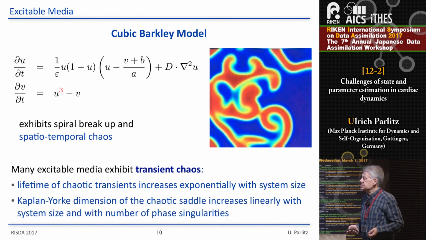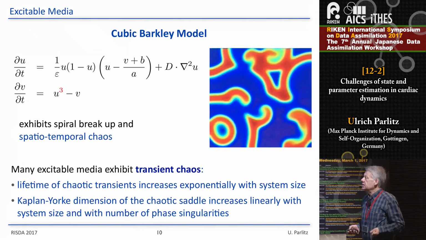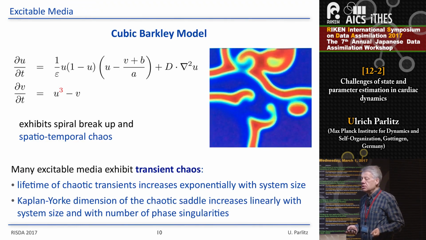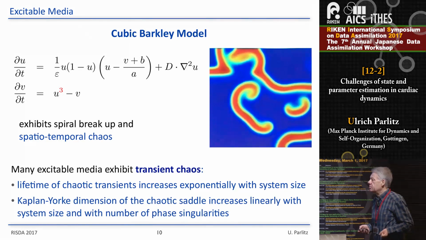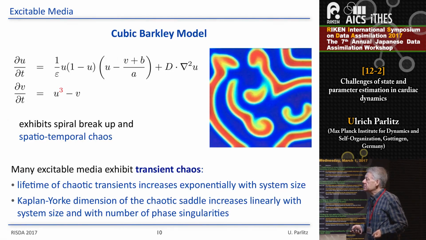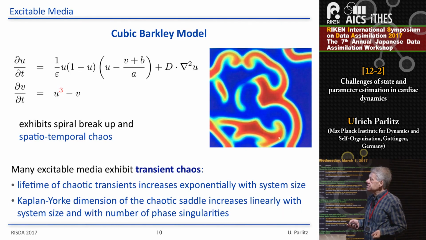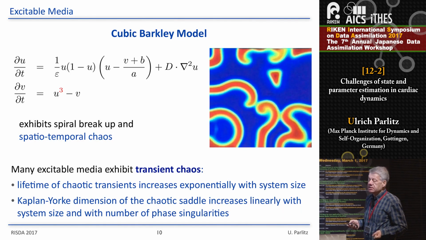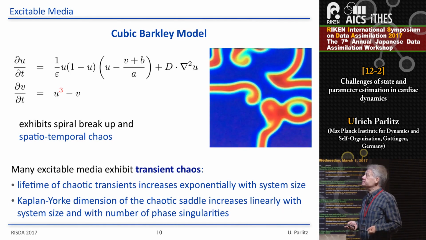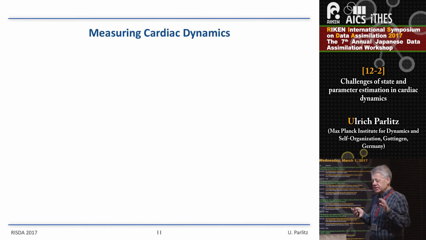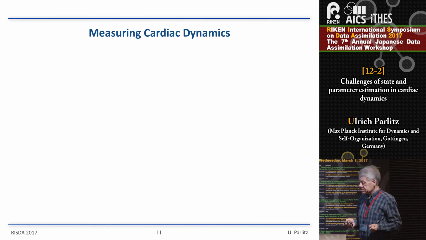And we also estimated the complexity of these chaotic dynamics in terms of the so-called Kaplan-Yorke dimension, based on the spectrum of Lyapunov exponents. And this also increases linearly with the system size and with the number of phase singularities, which are actually the spiral tips here in this motion. Okay, so this is a little bit of excitable media dynamics, chaos, and so on.